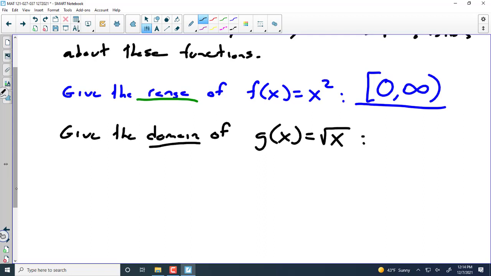Give the domain of the square root of x function. What's that domain? That's also 0 to infinity, yep.